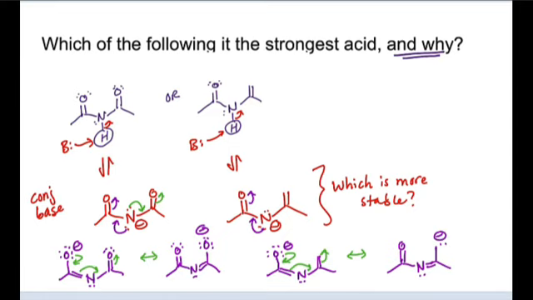Alright, and so because this is such a minor resonance contributor, the conjugate base on this side is indeed more stable, and therefore it came from a more acidic species. Okay, in other words, this proton is much more likely to be abstracted than the one that we're comparing with.